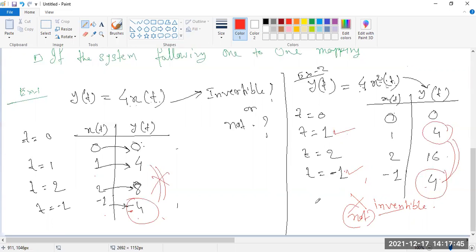Okay. Another thing is, if there is a mod function, say your function y of t is equal to mod of x of t, then also this system will come here. And this is a non-invertible function. So these are the two types.